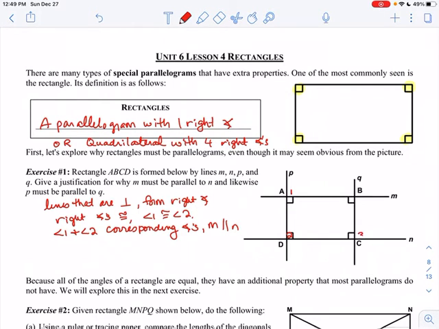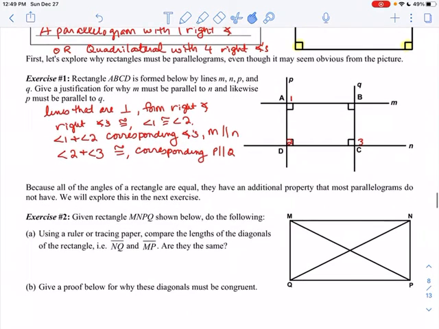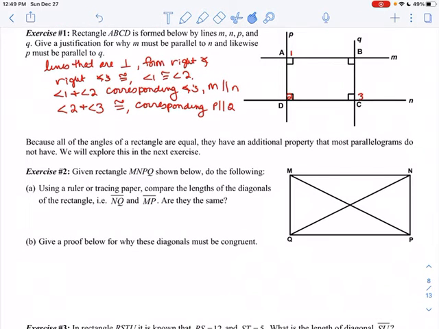And the same thing could be true with, say, angle, I'm going to call this 3, angle 2 and angle 3. They're congruent and they're corresponding angles. Therefore, P and Q have to be parallel to each other. All right, so a rectangle is a parallelogram, just so you understand that. But there are some extra properties also. Besides having right angles, there are extra properties.